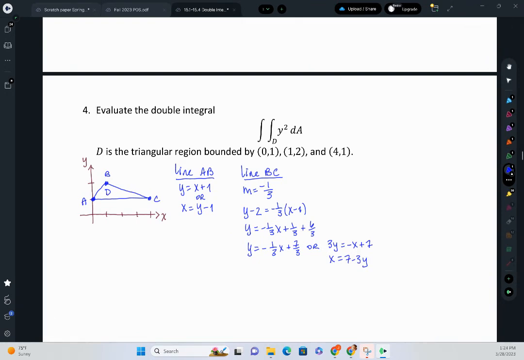Okay, last line is the line AC. That's a horizontal line. It's just y equals 1. There's no other way to write that. It's just y equals 1.